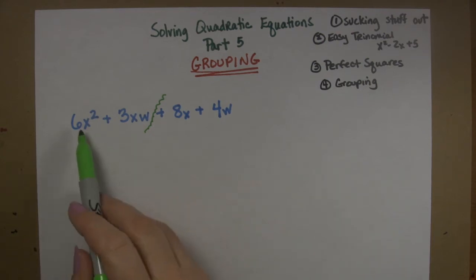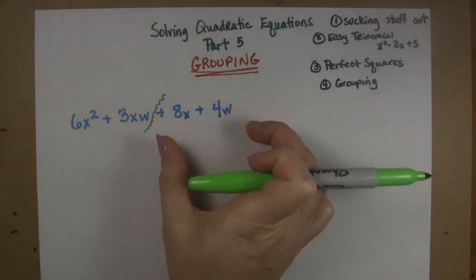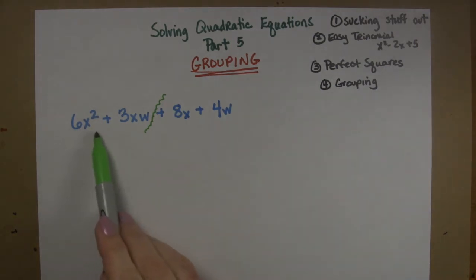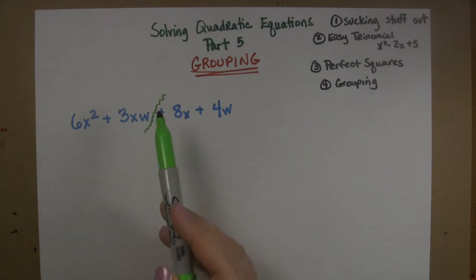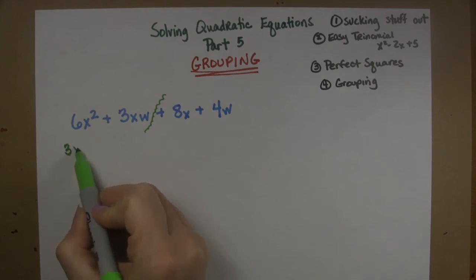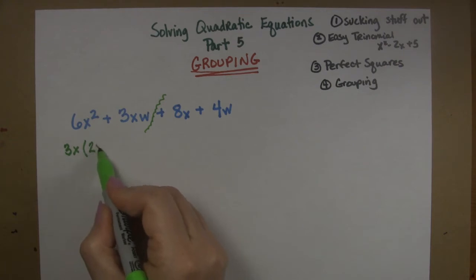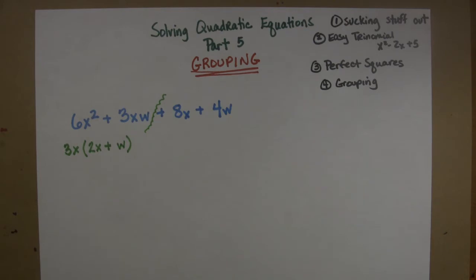Okay, so now what we're going to do is look at this part of the equation and this part of the equation separately. So let's do just this part of the equation. Let's pretend like that's all we have. Now what can we do to simplify that? Well, now we're going to suck things out. We can suck out a 3x, and we would multiply it by 2x plus w. Is everybody with me there? Okay. Then we need a plus sign.